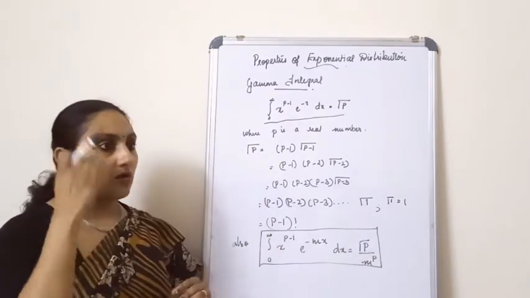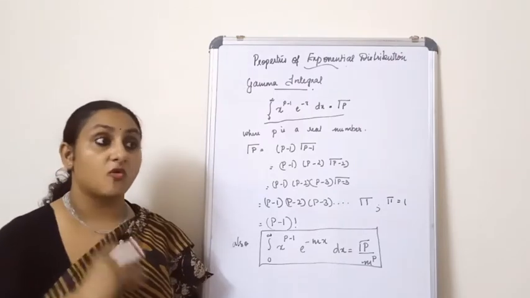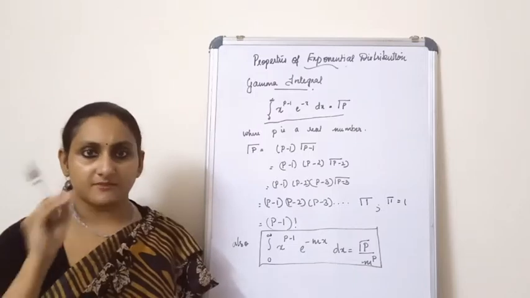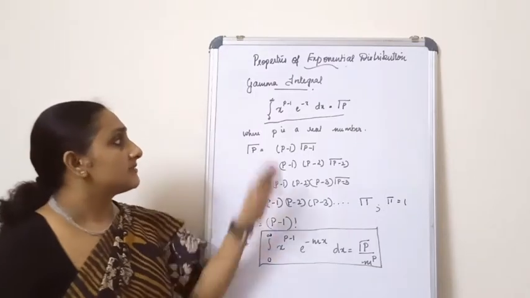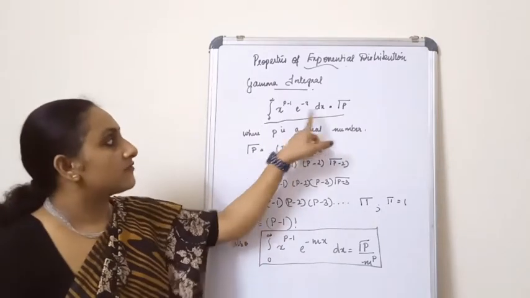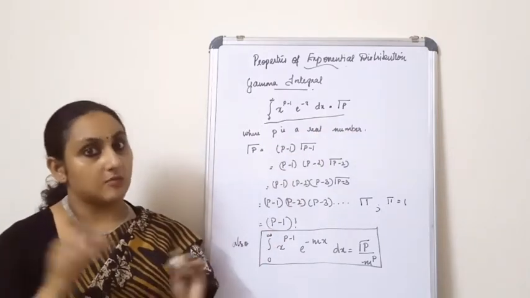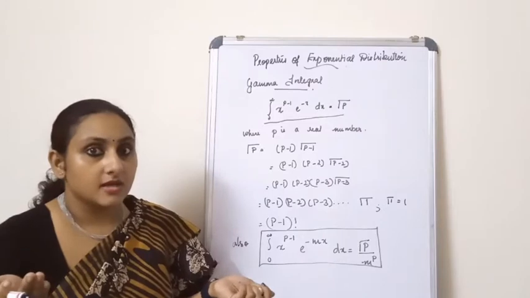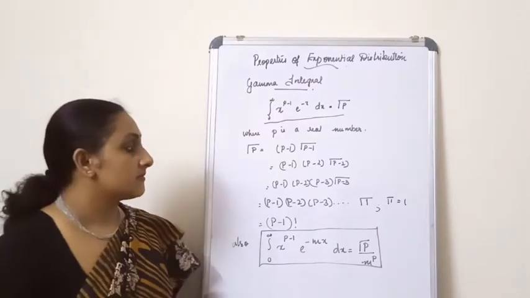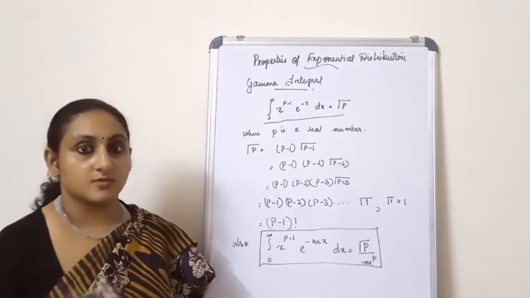So there are a lot of things that you have to remember before moving on to the properties of the exponential distribution. In your notes, please note down that something of this form is a gamma integral. You have to remember what the gamma integral is: gamma p. Now what is gamma p? P minus 1 into gamma p minus 1, and that can go up to gamma 1, which is equal to 1.